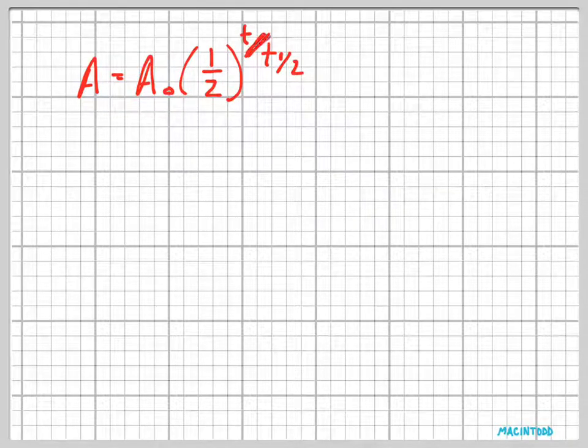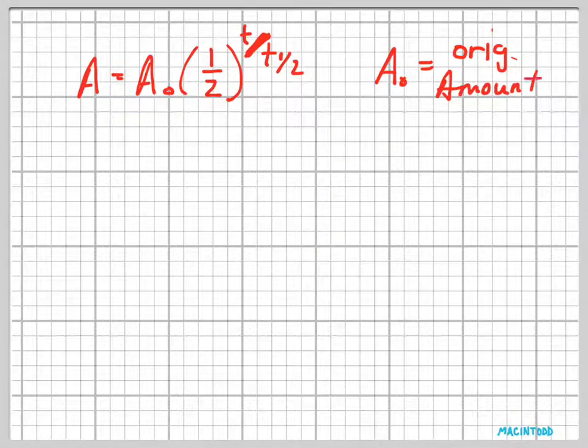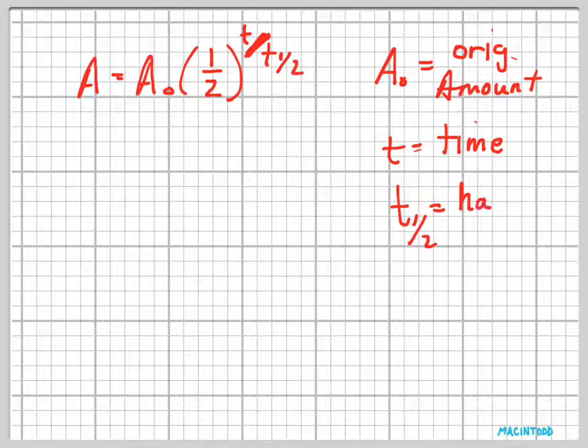Okay, and in this case A naught, or A original, is the original amount. A is just the amount we have left. t is the time it decays, and t sub half equals your half-life time. And that's a fixed value for the substance that you have.